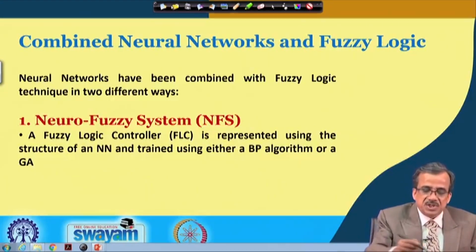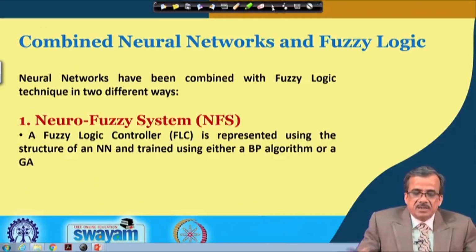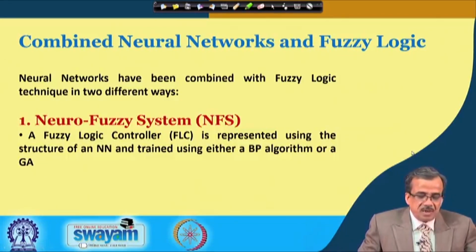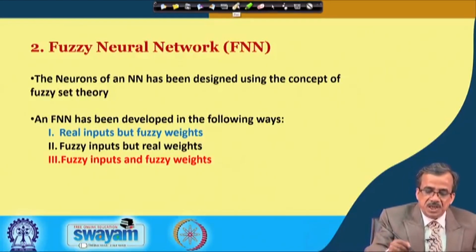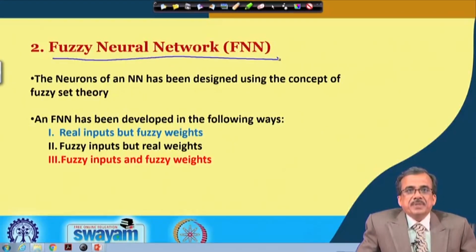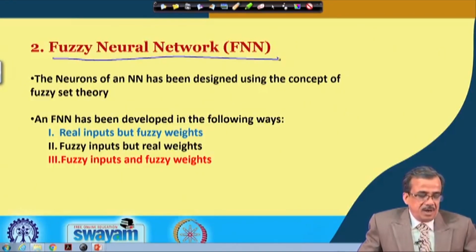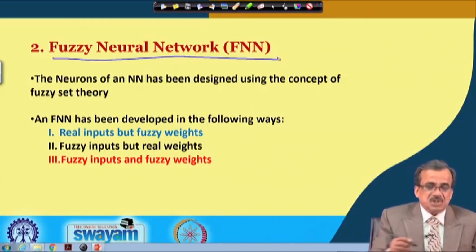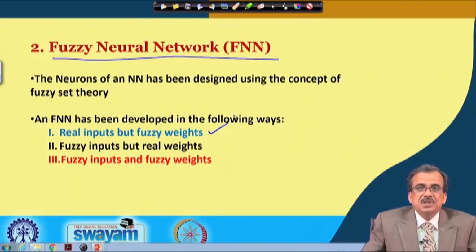If you see the literature, neural network and fuzzy logic have been combined in two different ways. One is called the neuro-fuzzy system and another is called the fuzzy neural network. In the fuzzy neural network, we try to represent the neurons of a neural network using the concept of fuzzy set theory. There are three different ways through which we can develop it. We can consider real inputs and fuzzy weights. This is one way of developing the fuzzy neural network.